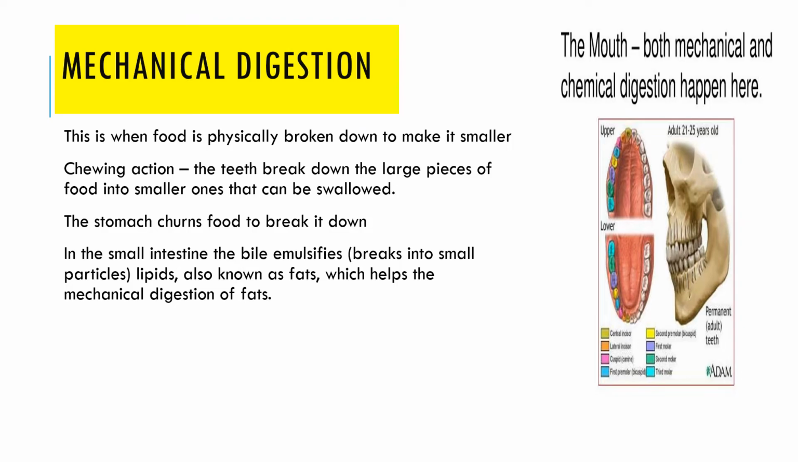You need to be aware of the difference between mechanical and chemical digestion. So mechanical digestion first of all occurs in the mouth, and this is where food is physically broken down by our teeth to make it smaller. It's the chewing action that actually gets it to rip and tear those pieces into smaller bits, especially things like meat. And then it forms into a bolus, which then can be swallowed.